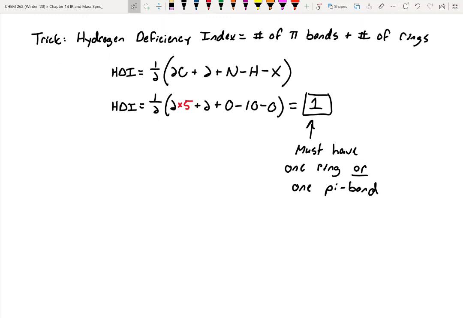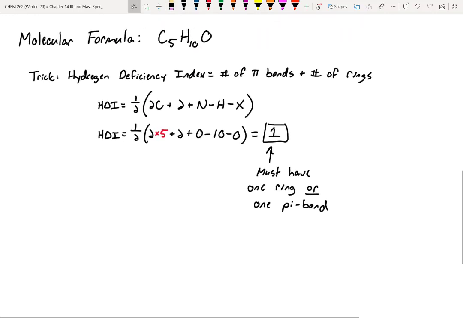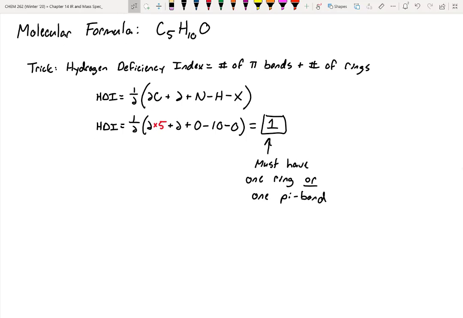So let's try to come up with some structures that might fit C5H10O. Well, let's just do the easy ones first. So 1, 2, 3, 4, 5. We've got 5 carbons. We must have an oxygen somewhere, and we must have a double bond. So maybe it's like this. That would work, right? Or what if I put the double bond in a different position, like that. Or what if I put my double bond there? These are all isomers that would fit that molecular formula. And in this case, they all have 1 double bond in them, right?